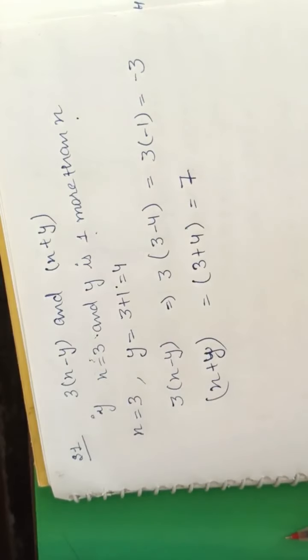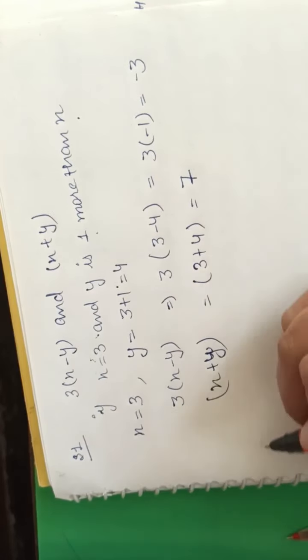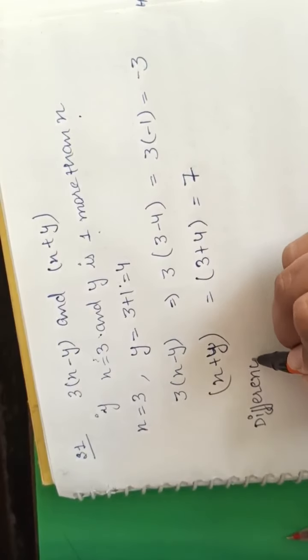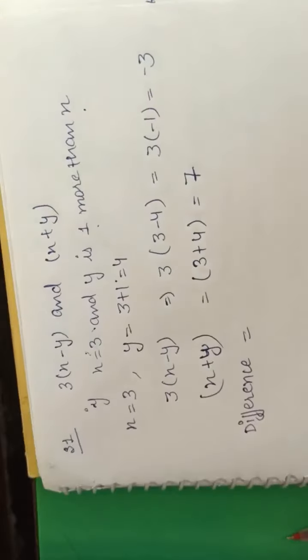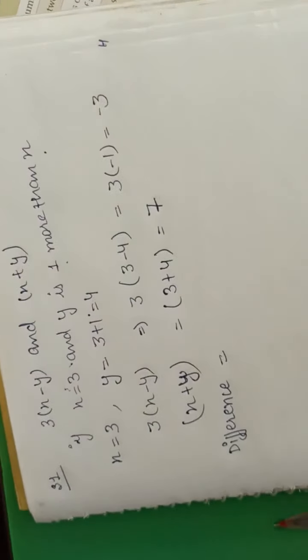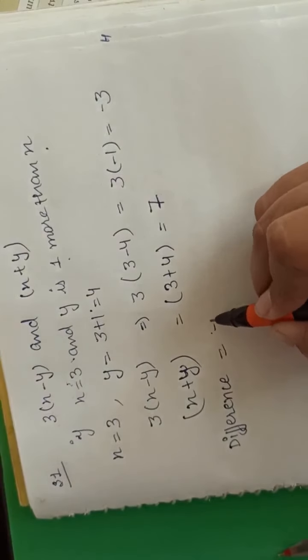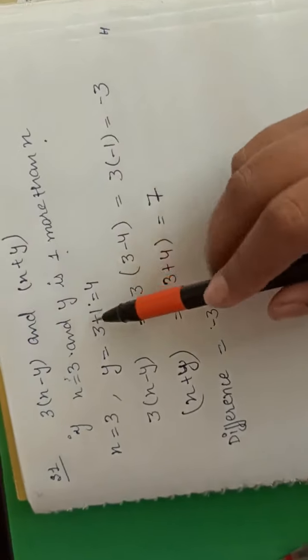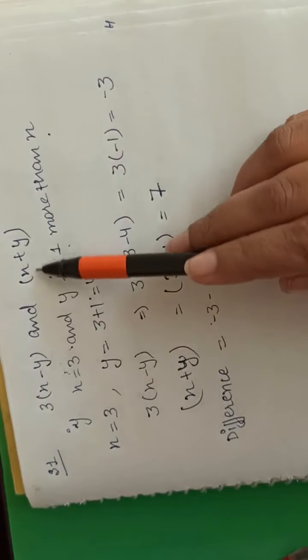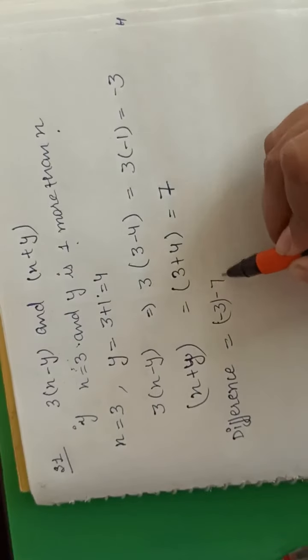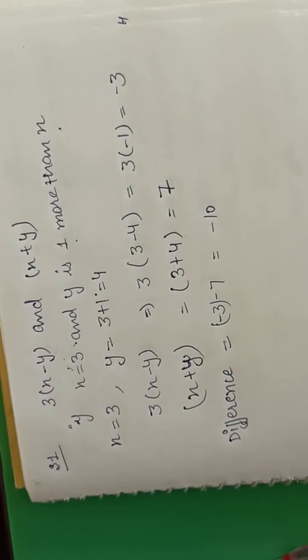And here we have to find the difference of the expressions. So for the difference, minus 3 minus 7, because the difference between 3x minus y and x plus y is minus 3 and 7. So it becomes minus 10. In your book, beta, the answer to this question is wrong. Now the S2.